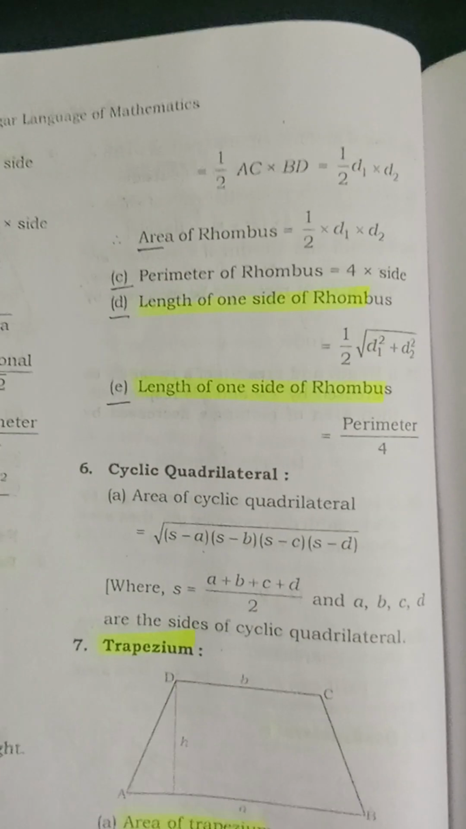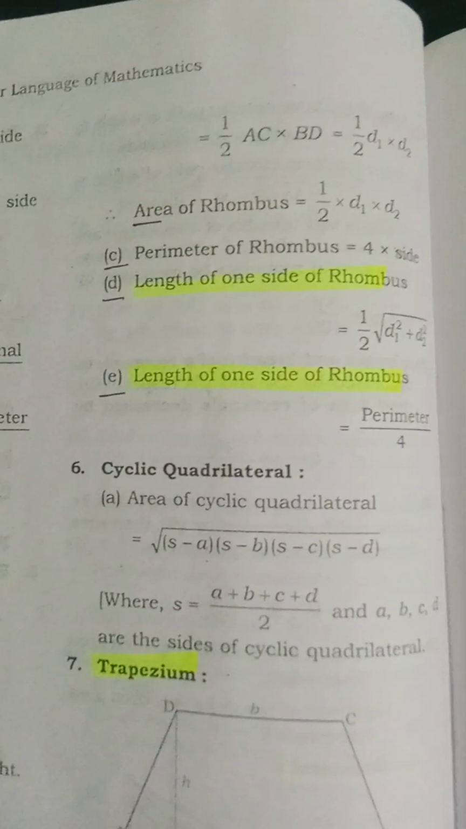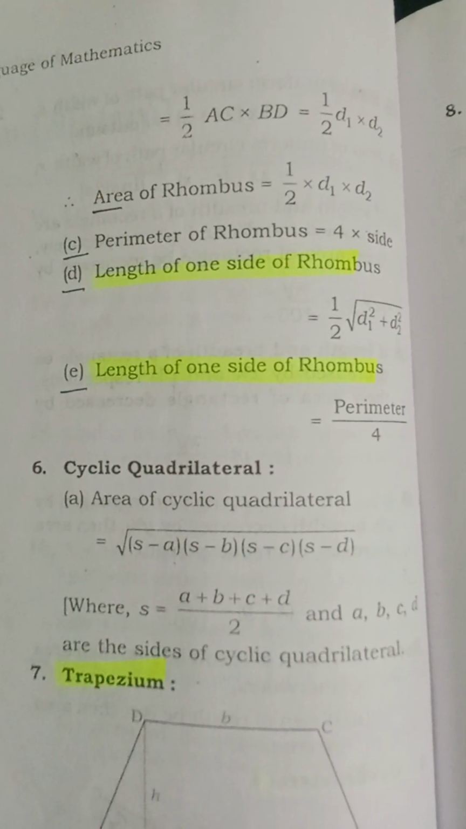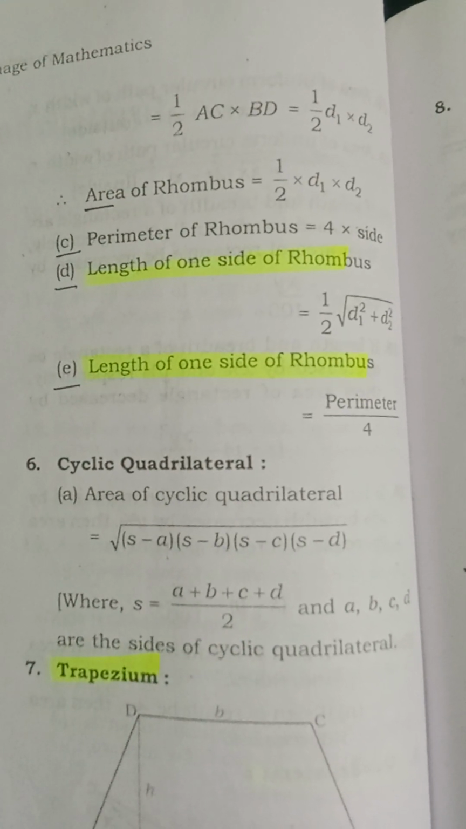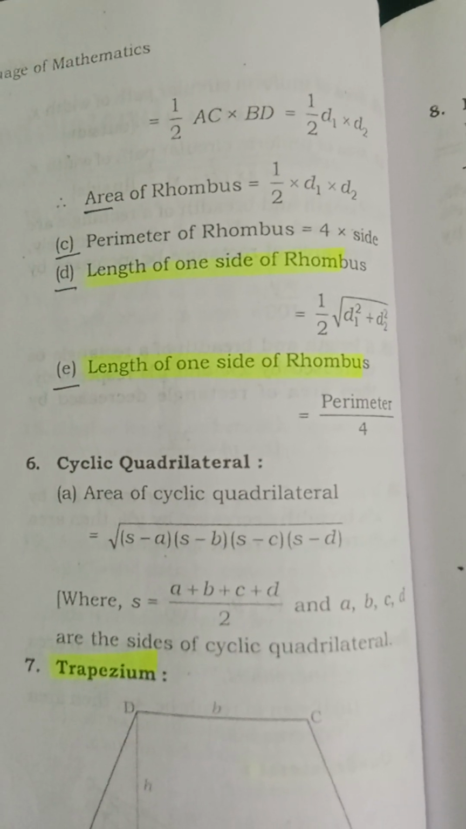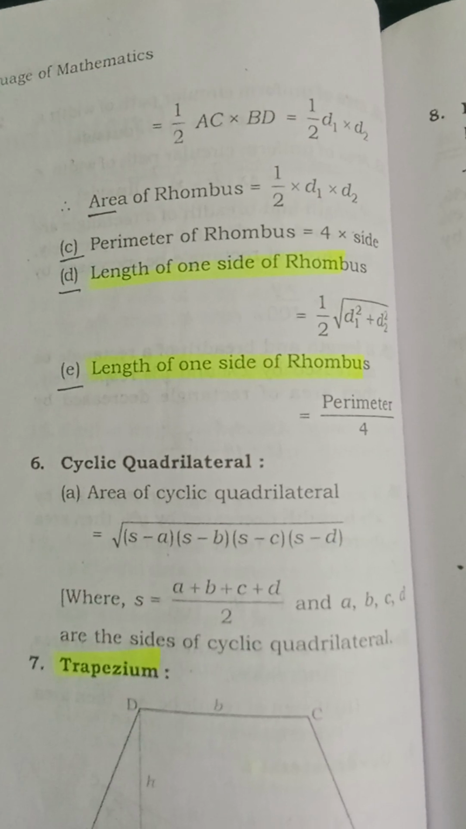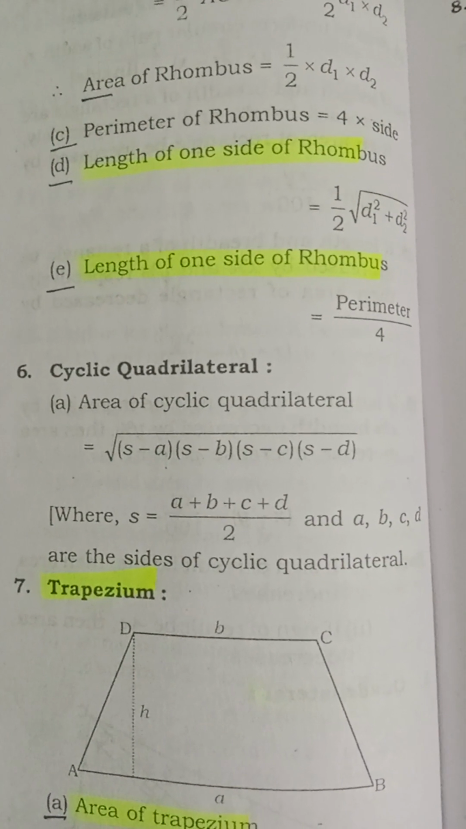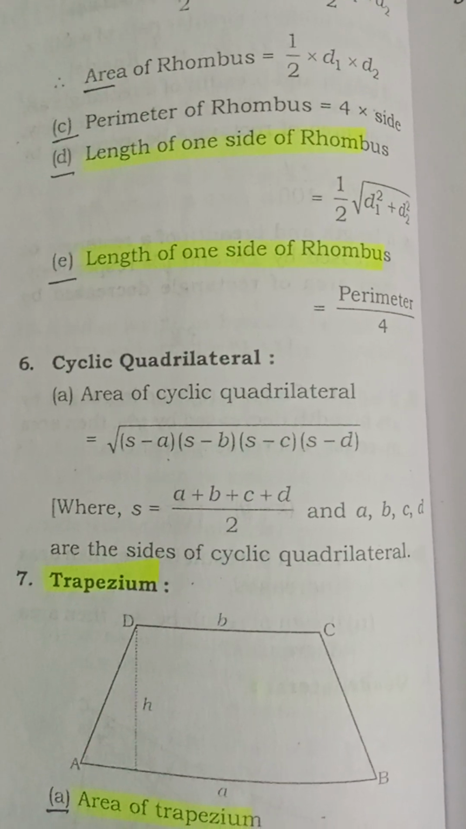Next point. Perimeter of rhombus is equal to 4 into side. Length of one side of rhombus is 1 by 2 root d1 square plus d2 square. Length of one side of rhombus is perimeter by 4.